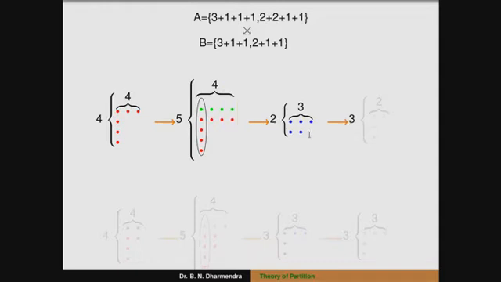So when I have to take the conjugate, the terms here can be written as 2 plus 2 plus 1. We can observe 2 plus 1 plus 1. So the terms here are 2 plus 1 plus 1. When I have to change that row into column, it can be written as 2 plus 1 plus 1, when I interchange the terms.